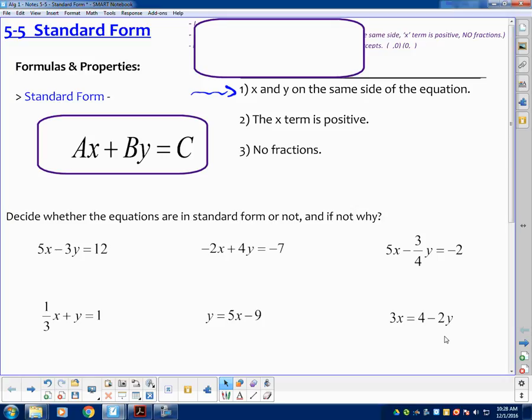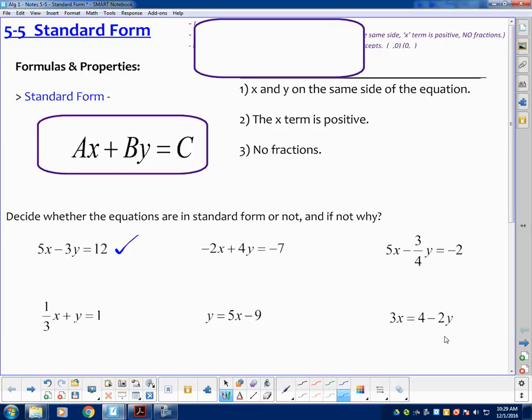Okay, so it says decide whether the equations are in standard form or not, and if not, why. So looking at these three rules, first question is number one in standard form? It's got x and y on the same side, so that's a check. The x term is positive. That's true in this case. The x term here is 5, which is positive, and there are no fractions. So this one checks out. That is in standard form.